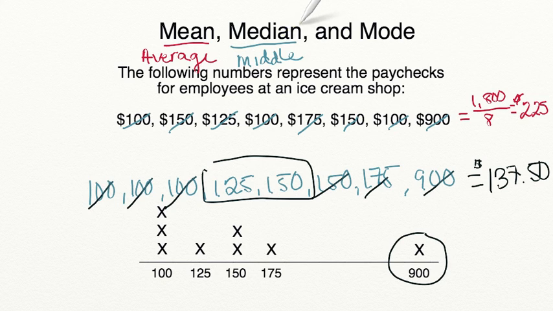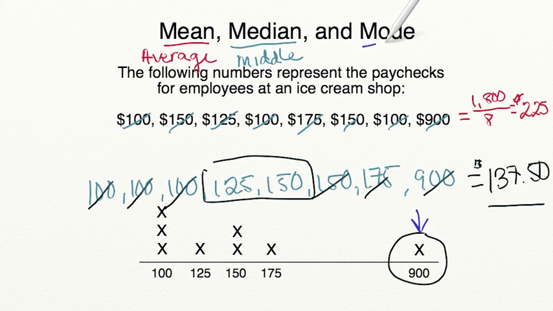That's when a median comes in handy and can give you a better idea of what a trend or a theme is in your group. So if you're planning on getting a job at the ice cream shop, don't bank on getting $225 for your paycheck, because probably the manager's paycheck is in this set of data, which skews the rest of the numbers.